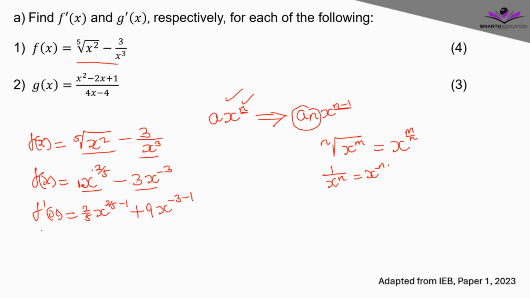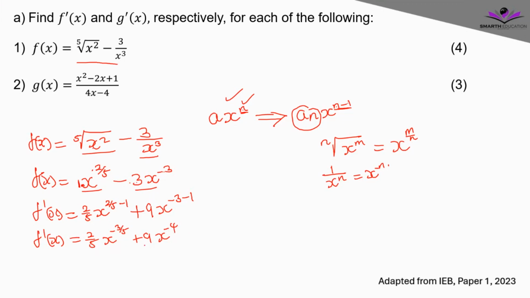Right, let's simplify this. The derivative of f of x is 2 over 5 x to the power 2 over 5 minus 1, just like saying 2 over 5 minus 5 over 5. So it's going to be negative 3 over 5, then plus 9 times x to the power negative 4.